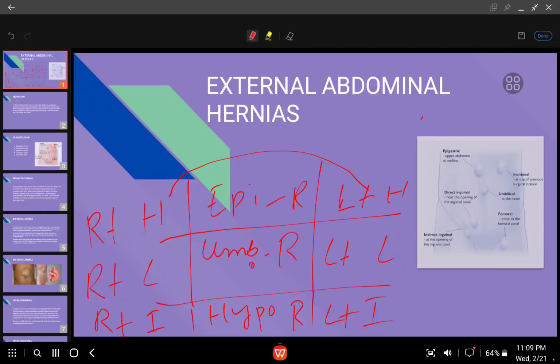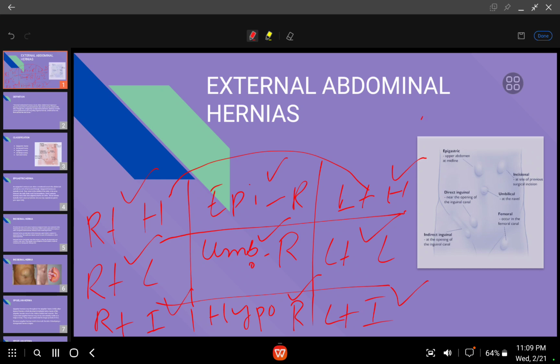There are the four quadrants: right upper quadrant, left upper quadrant, right lower quadrant, and left lower quadrant, and nine regions. So the epigastric region, the right hypochondriac region, left hypochondriac region, umbilical region, left lumbar region, and the right lumbar region, and the hypogastric region, and the left iliac and the right iliac.